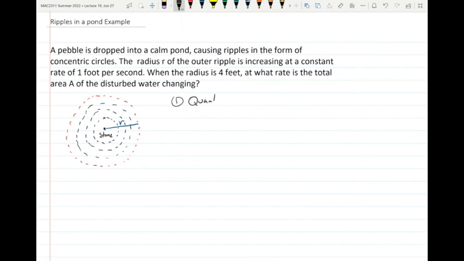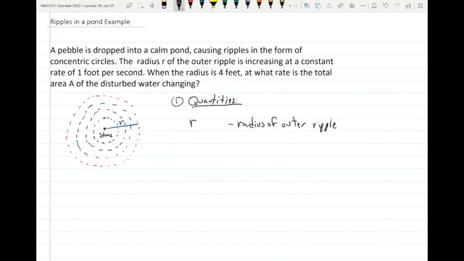So step number one is let's identify the quantities. So we have R, okay? And we say that this R, I'm going to leave a space, represents the radius of the outer ripples. Do you understand this? That's the first quantity. Okay, let's keep reading and let's see what else we are interested in.